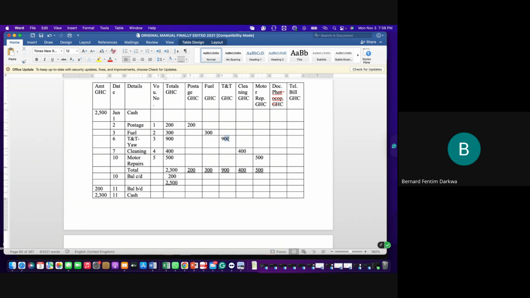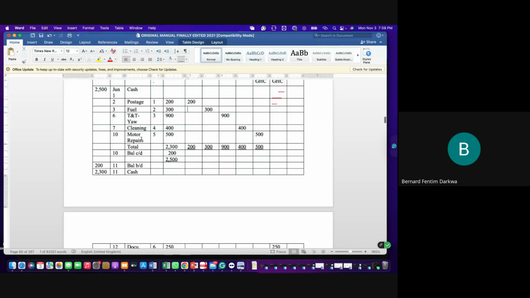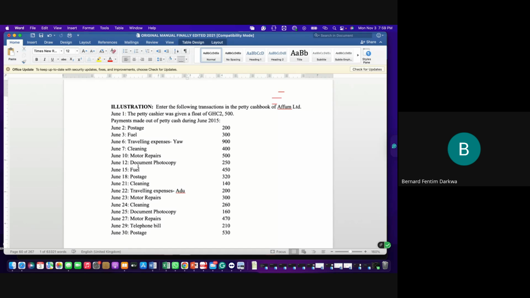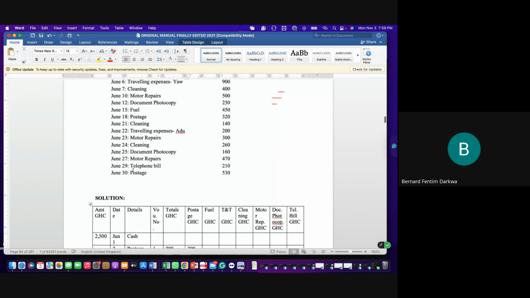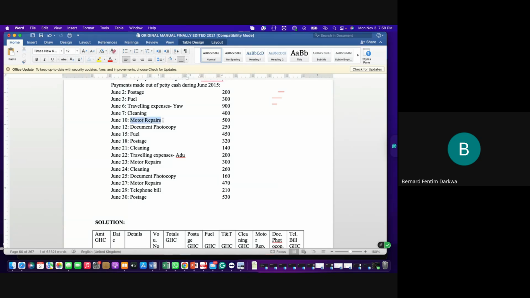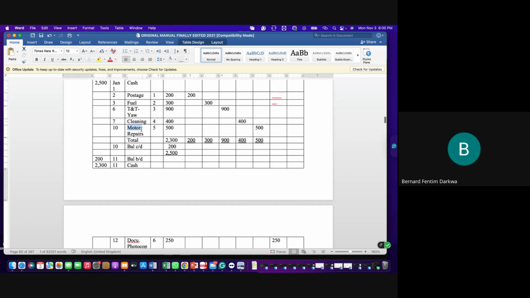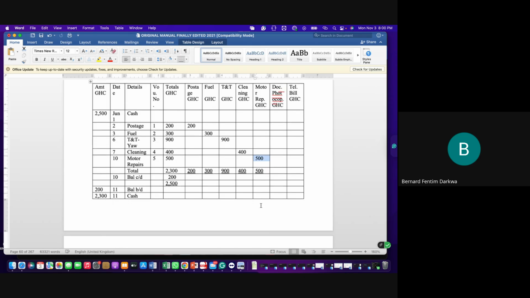You record it here. See, this is how you make petty cash recording, small item by item. Then the next transaction is what? Cleaning. So you come here, you write cleaning 400. You put it on the total, then you go and create the cleaning heading, cleaning 400. The next transaction, document photocopy? No, motor repairs first. So motor repairs 500. Then you record it under motor repairs, 500. See, so you'll be doing that and going.